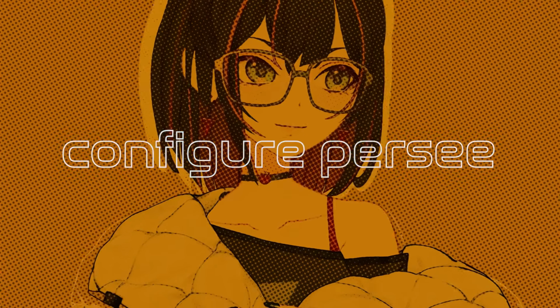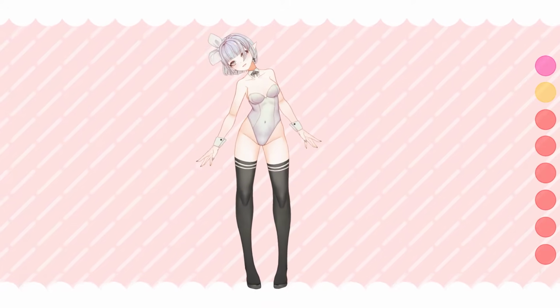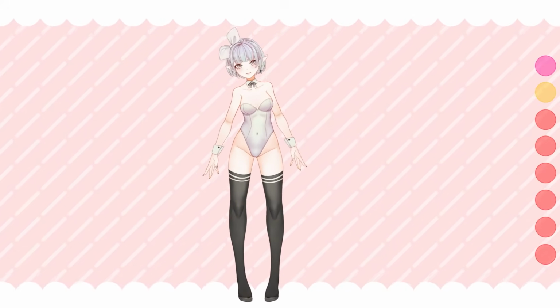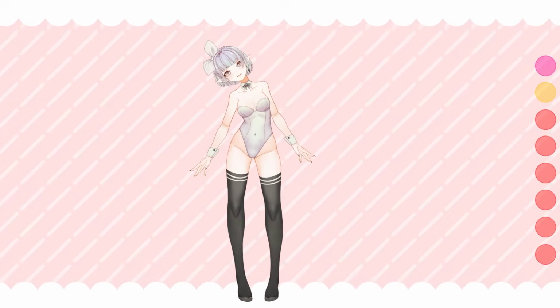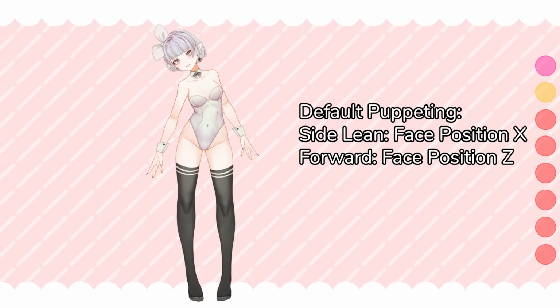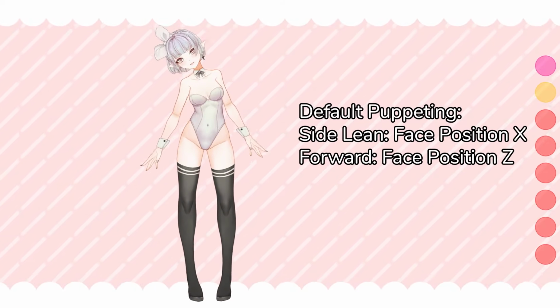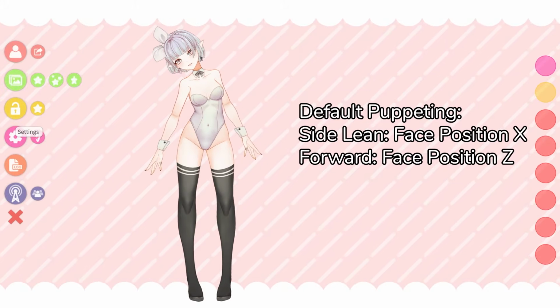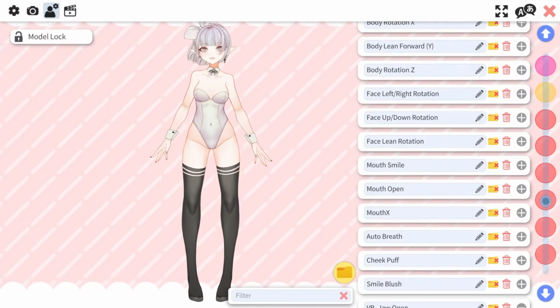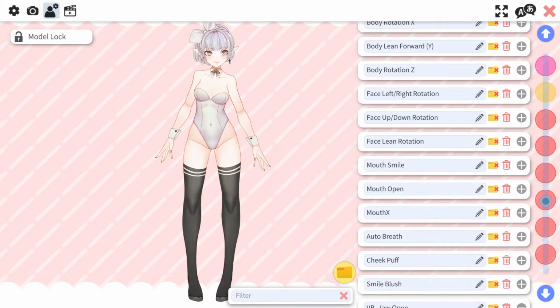Configure Persee. Once Persee is enabled on your screen, tracking is enabled, and your tracking is calibrated, you might notice she's leaning sideways or forward a lot. By default, Persee is designed to lean sideways based on your face's horizontal position and forward depending on how close you are to the camera. You'll need to adjust the input range of these parameters to match your movement or disable them altogether.